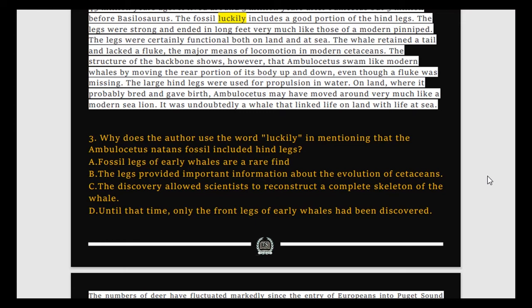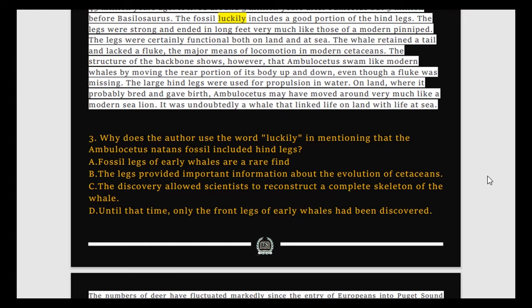C. The discovery allowed scientists to reconstruct a complete skeleton of a whale. This is an incorrect answer because the author was not talking about reconstruction. Even if we keep reading, we would not find the reconstruction here in this paragraph. So C is out. We're left with B and D.